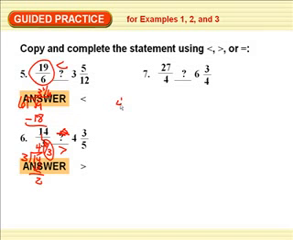4 goes into 27 6 times, which is 24. 3 left over, 3/4. Look at that one. Equals.